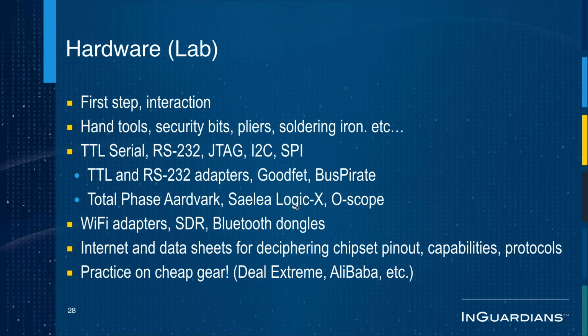So thinking about what data is there and is left behind, we need to start thinking about how we can interact with the hardware. We're talking hardware hacking. We're going to need some hand tools. In some cases, we're going to need some potential security bits to open up these devices, pliers, cutters of various types, a soldering iron, lots of tools to be able to get access into the device to take it apart.